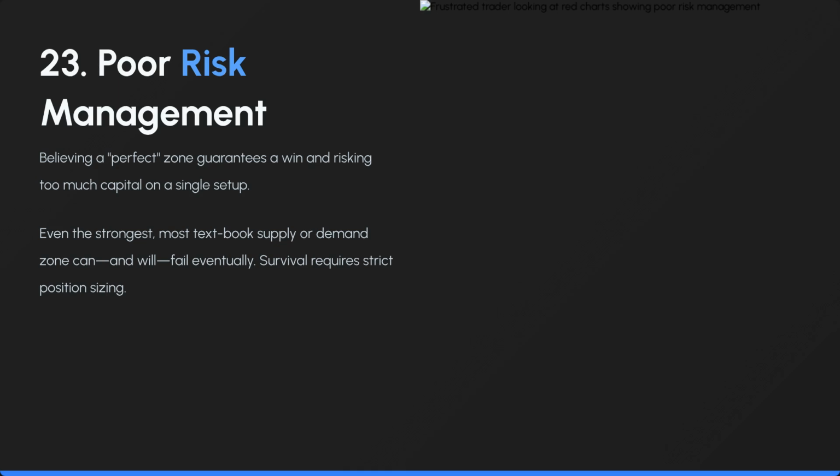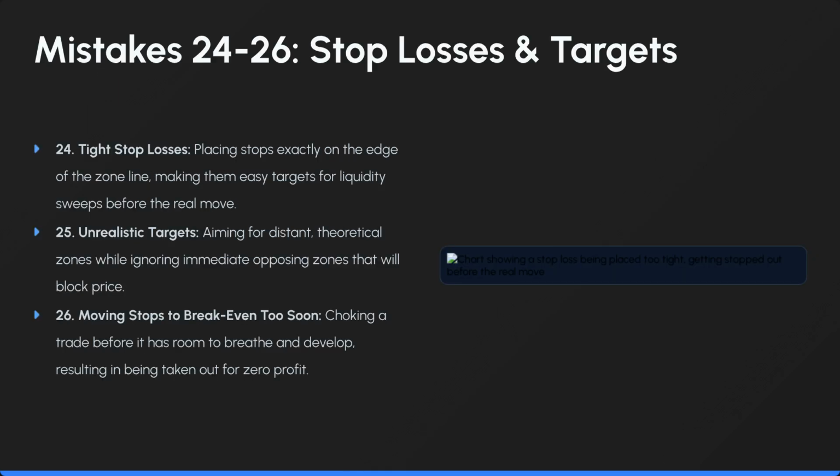Mistake 23 is poor risk management. Traders often incorrectly believe that a supposedly perfect zone guarantees a win, leading to oversized positions. Remember, even the best setups can fail, so maintain strict position sizing for survival. Mistakes 24 through 26 concern your exits.